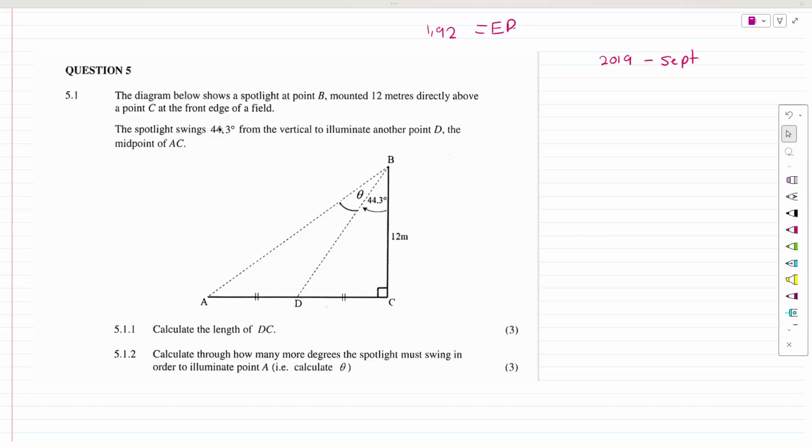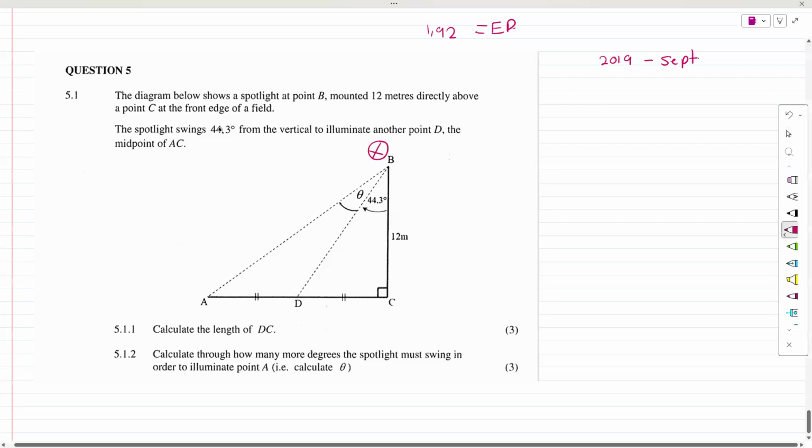Okay, we'll be moving on to 2019 September. This was the common paper. There's a diagram below. It shows a spotlight at B. I don't know how to draw a spotlight, but it's mounted 12 meters above the ground at point C. The spotlight swings 44.3 degrees to illuminate there.